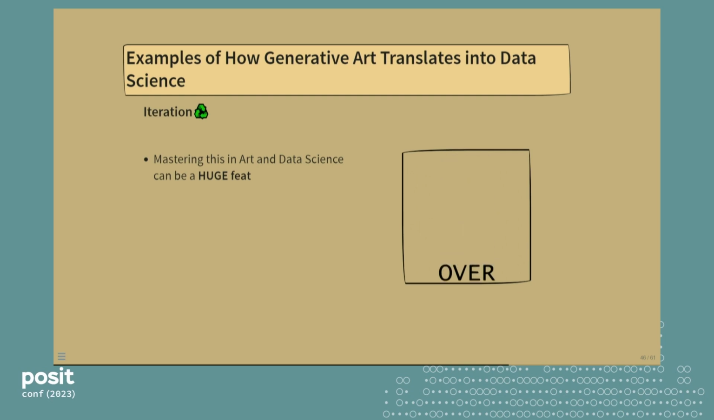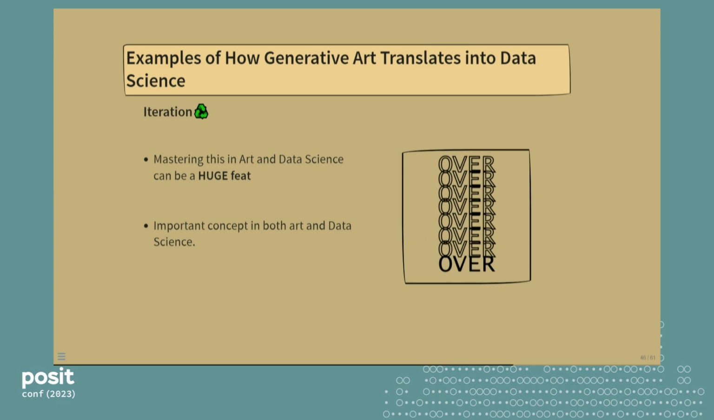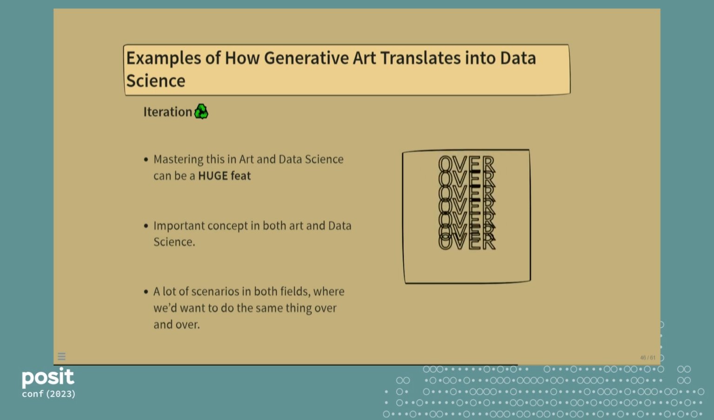Mastering this in art and data science can be a huge feat because it's an important concept in both fields. There are so many scenarios where we just want to do the same thing over and over. I don't think we can deny that iteration really tends to take people to that next level of skill because it allows you to do so much with less.